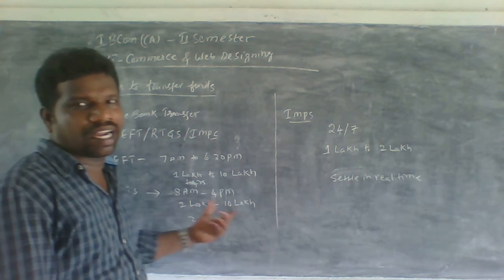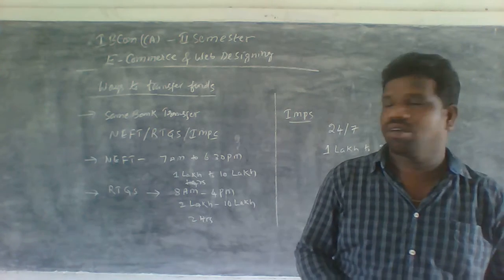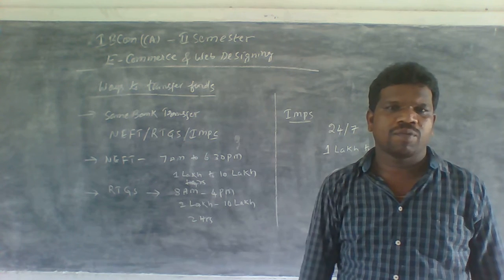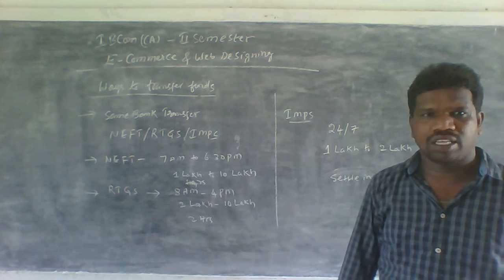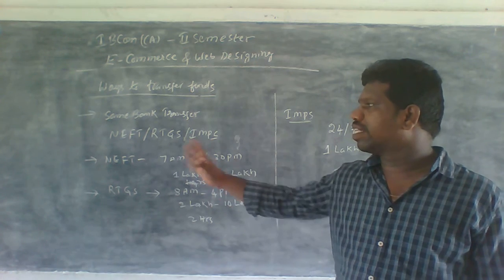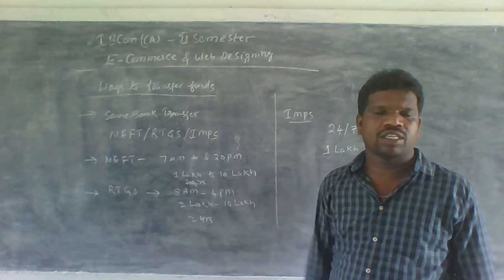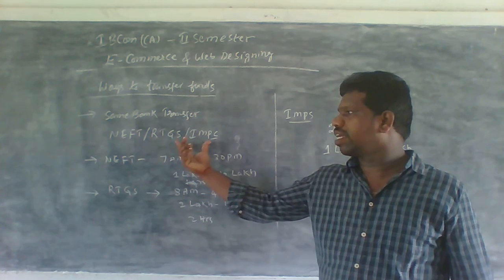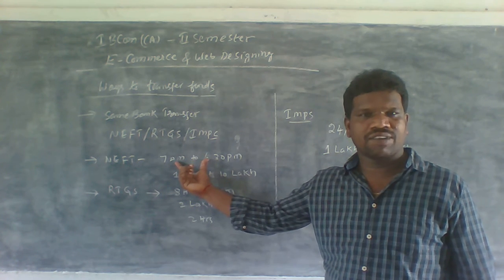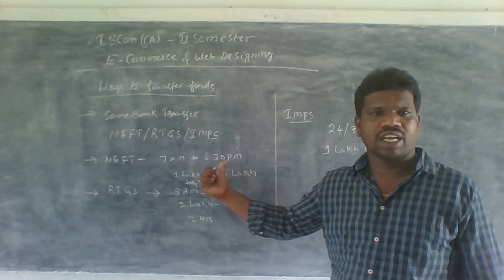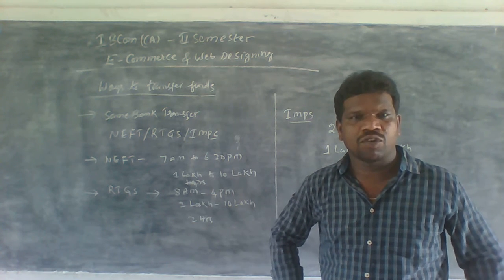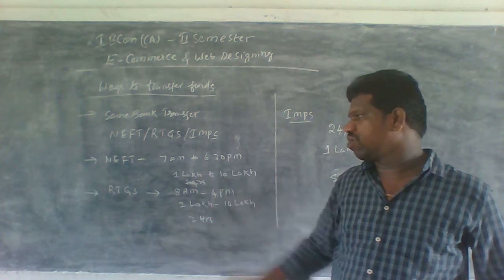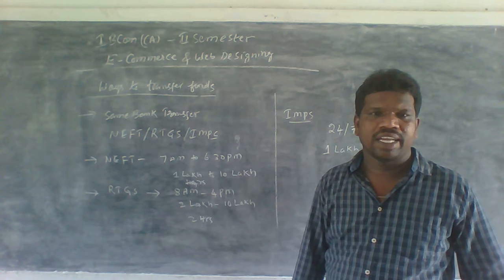By using these three things, NEFT, RTGS, or IMPS, it is very useful while you are transferring amounts from one place to another using your account. In this section, NEFT is available from morning 7 a.m. to 6:30 p.m. only. You can transfer from 1 to 10 lakhs only, and it can take a few hours to process the NEFT transactions.